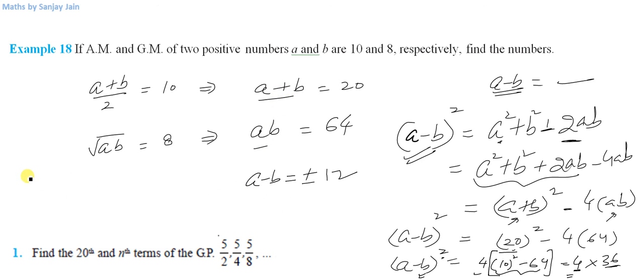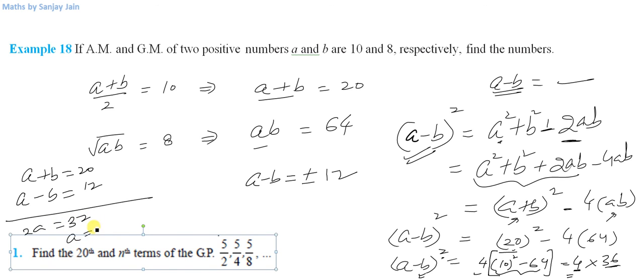So first let me solve with a plus b equal to 20 and a minus b equal to 12. 2a will be equal to 32 and a will be equal to 16 in that case. Okay, and if a is 16, b will obviously be equal to 4. So one of the answers is 16 and 4, where a is 16 and b is 4. This is one of the answers.